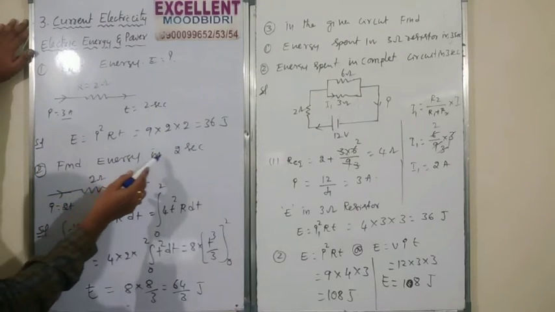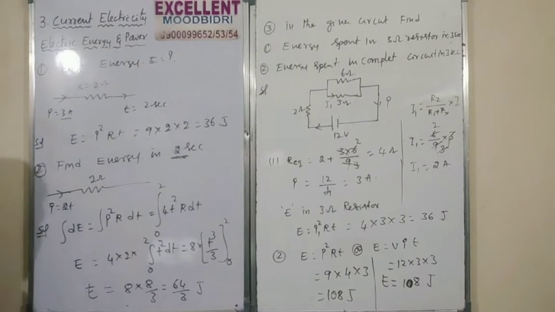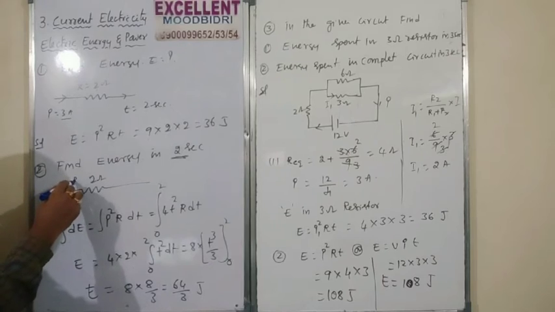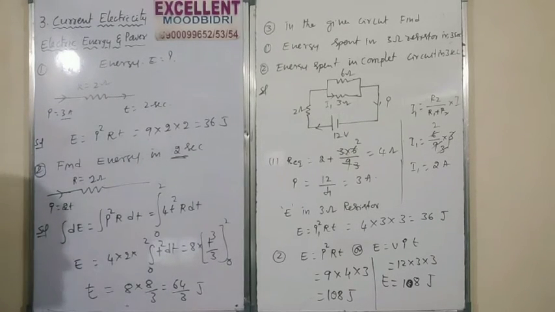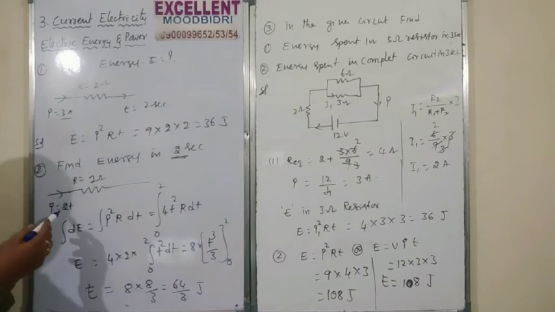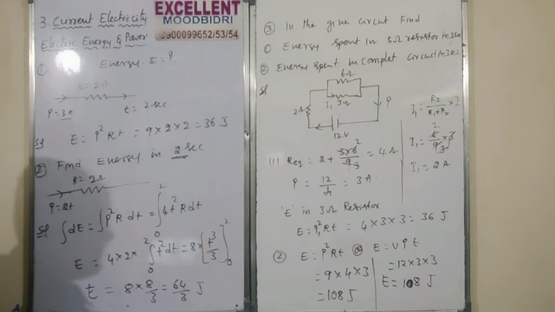Next, second question. Find energy in 2 seconds. Given circuit like that is given. Here I is equal to 2t amperes, and resistance R is equal to 2 ohms. Time is 0 to 2 seconds. This is variable power, variable time. The 2t is variable current only, right? Variable current only. Therefore, we have to follow integration only.